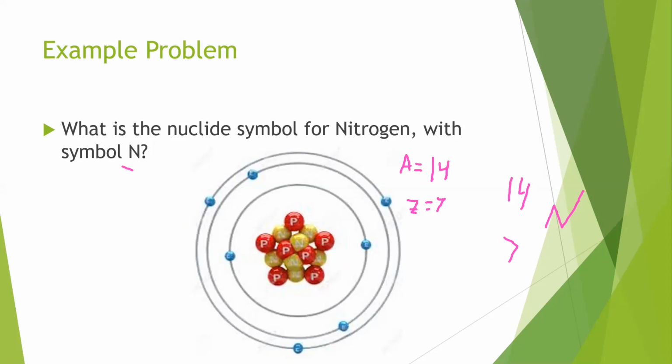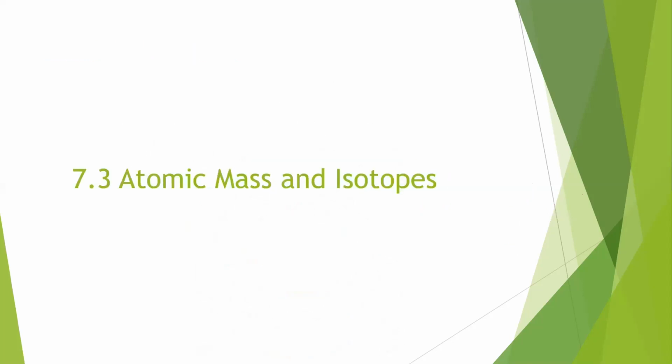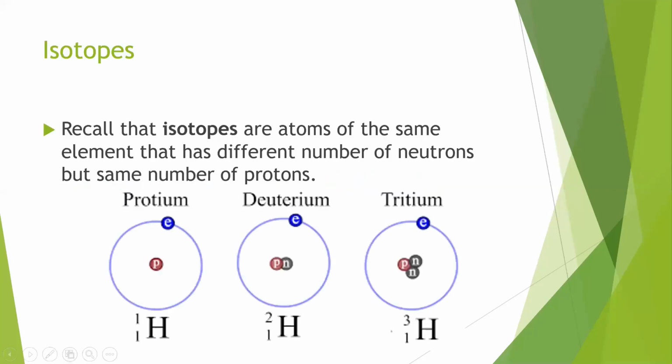So I think that wraps up our atomic theory. And now for the last thing today, we're going to talk about how to calculate the atomic mass on the periodic table and the different isotopes. Recall, isotopes are atoms of the same element. If it's the same element, it has the same number of protons, but a different number of neutrons. So isotopes: same protons, but different neutrons.